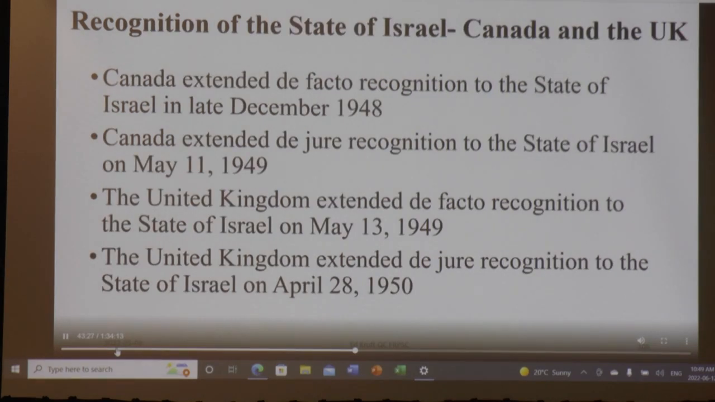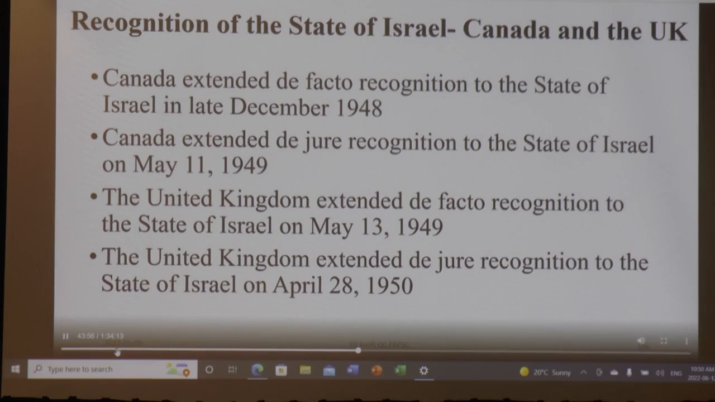And for your purposes, what will impact the whole area of postal relations is that Canada did not factually recognize the State of Israel until December the 24th, 1948. And it didn't extend legal recognition to the State of Israel until May 11th, 1949. That might be shocking to some of you because Canada had voted in favor of the UN partition of Palestine at the end of 1947.